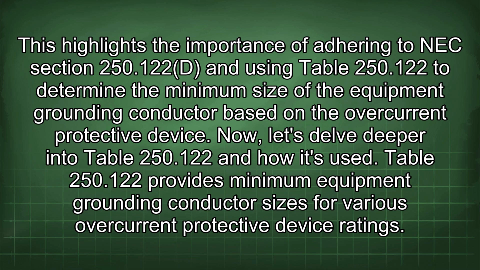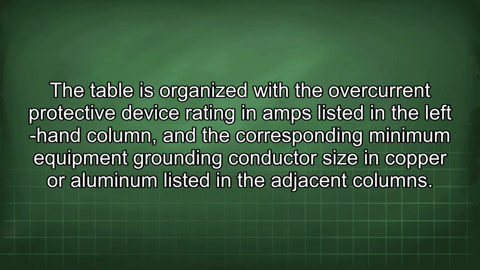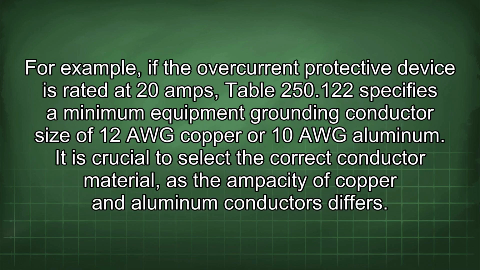Now, let's delve deeper into Table 250.122 and how it's used. Table 250.122 provides minimum equipment grounding conductor sizes for various overcurrent protective device ratings. The table is organized with the overcurrent protective device rating in amps listed in the left-hand column, and the corresponding minimum equipment grounding conductor size in copper or aluminum listed in the adjacent columns. For example, if the overcurrent protective device is rated at 20 amps, Table 250.122 specifies a minimum equipment grounding conductor size of 12 AWG copper or 10 AWG aluminum.